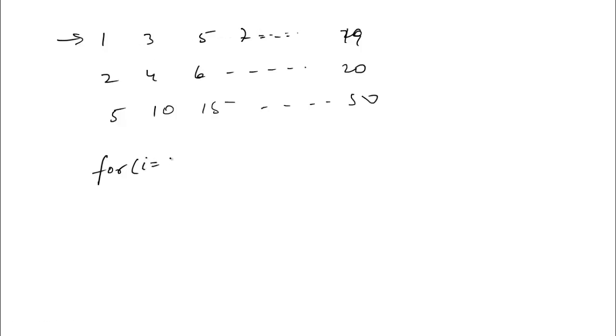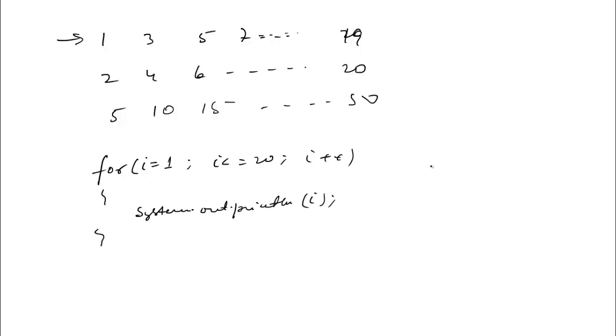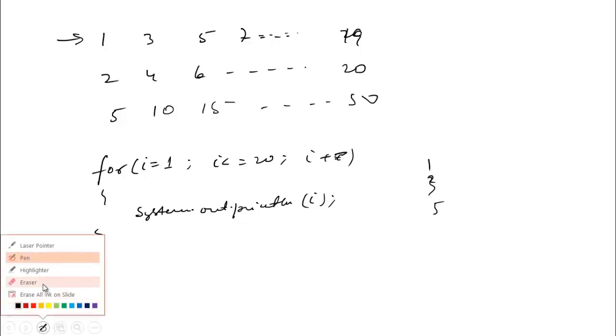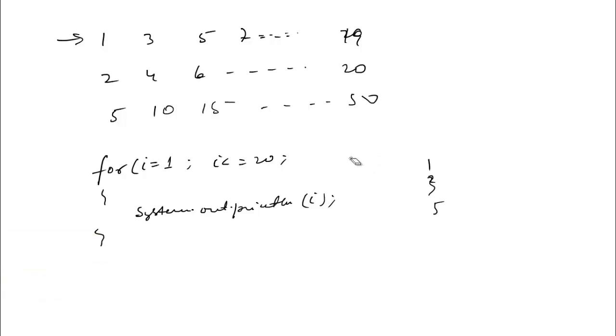So here if I write 1, and then I less than or equal to say 20, and then I plus plus, and when I print it here with system dot out dot println, then it will print like this, 1 3 5. Sorry, here I have to give these, let me just erase it. Sir, I will have to give 2 with I there.